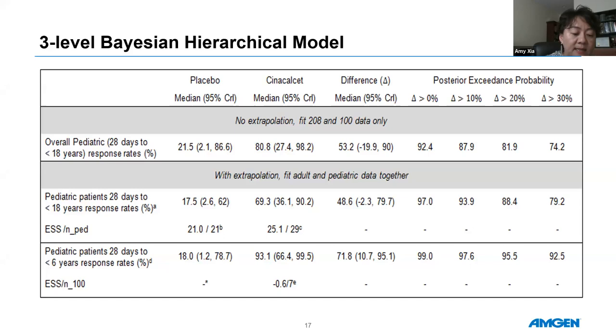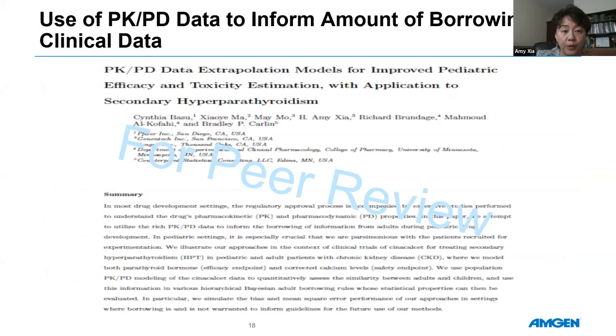So you can see without extrapolation, the median treatment effect difference is 53%, and the probability of a delta greater than 0 is 92%. With extrapolation for the overall children population, the median treatment effect is 49%. Probability of delta greater than 0 is 97%. For the younger kids group, the median difference is 72%, and the probability of delta greater than 0 is 99%. So it's pretty convincing there's a treatment effect.